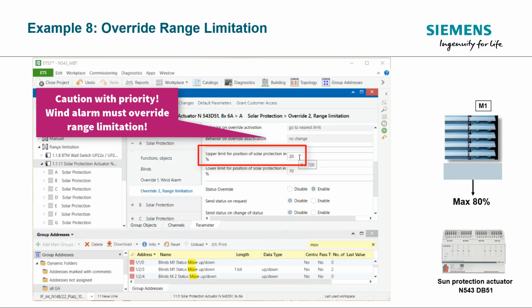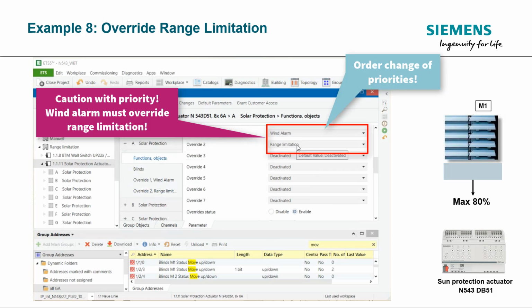Solution: either define the upper limit of the range limitation to 0%, or you set the wind alarm above the range limitation.